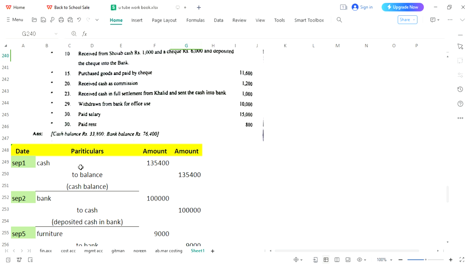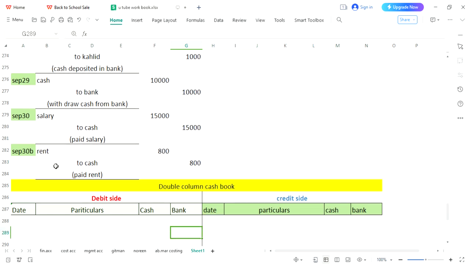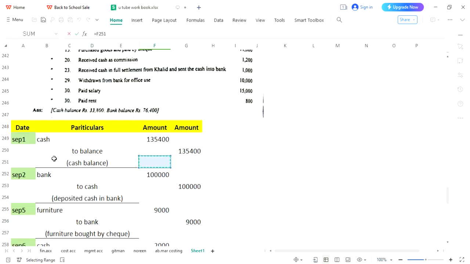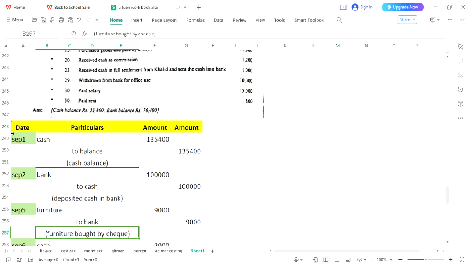We are going to see the first entry, where cash is present on the debit side. Please note it down. Cash is present on the debit side, September 1. We will put its date first. September 1 is your date and cash is present on the debit side. How much? 135,400 is present on the debit side. You will put it on the debit side, and as you can see that the opposite side balance is written, so you will write to balance over here. In this way, the September 1st entry has been completed and you are going to mark it as done.